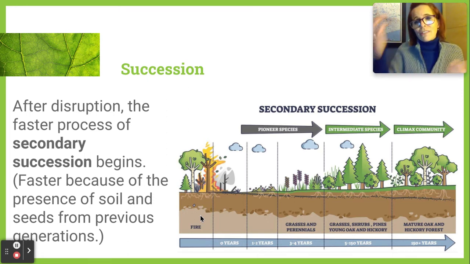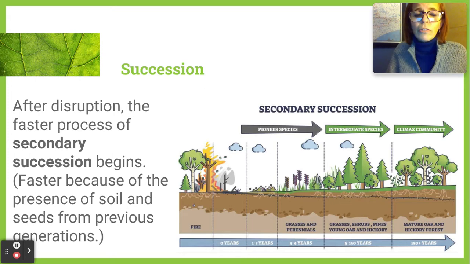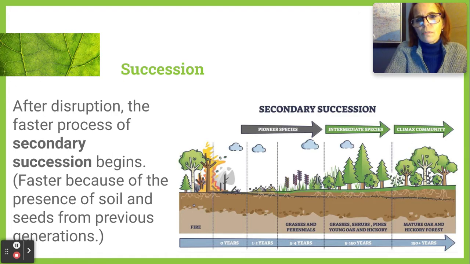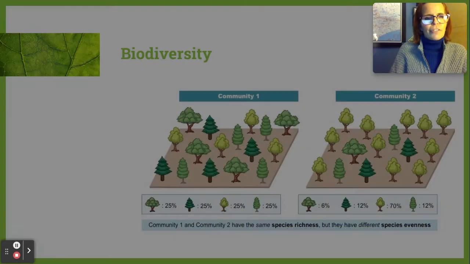But what's interesting about secondary succession is that I want you to notice that there's already soil present and there's already seeds present. So if you take a look at the timeline down below, secondary succession happens much faster. Still the same process. The shade intolerant plants come first. They're the pioneer species. And then over time, shrubs and trees come, they produce shade, and those pioneer species disappear. But it happens a lot faster than it did in primary succession.